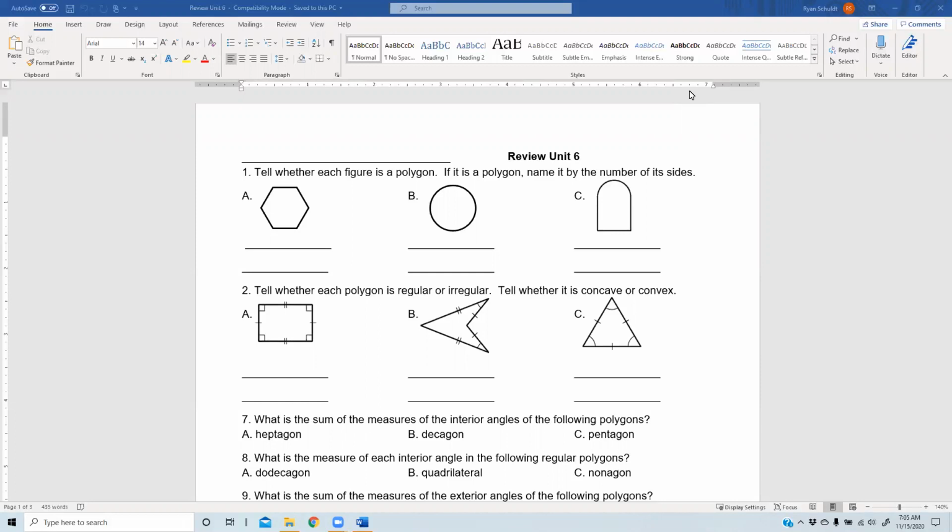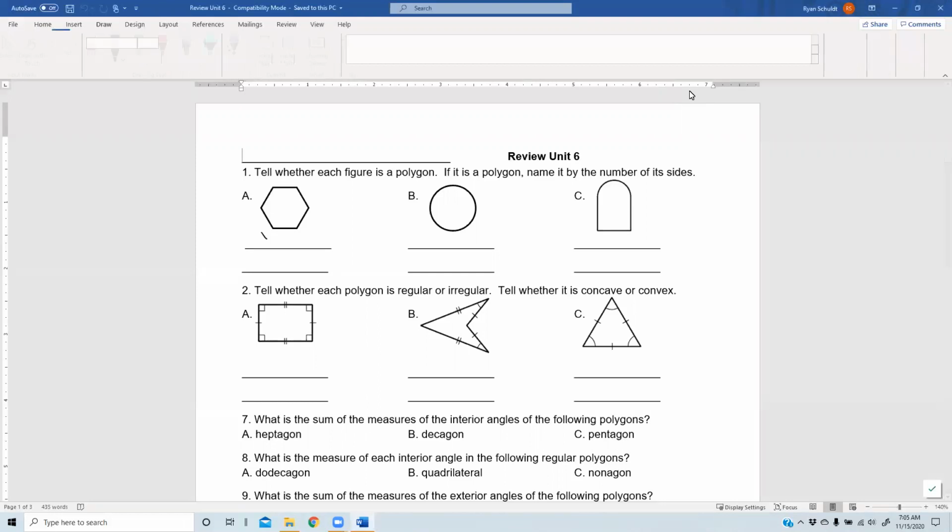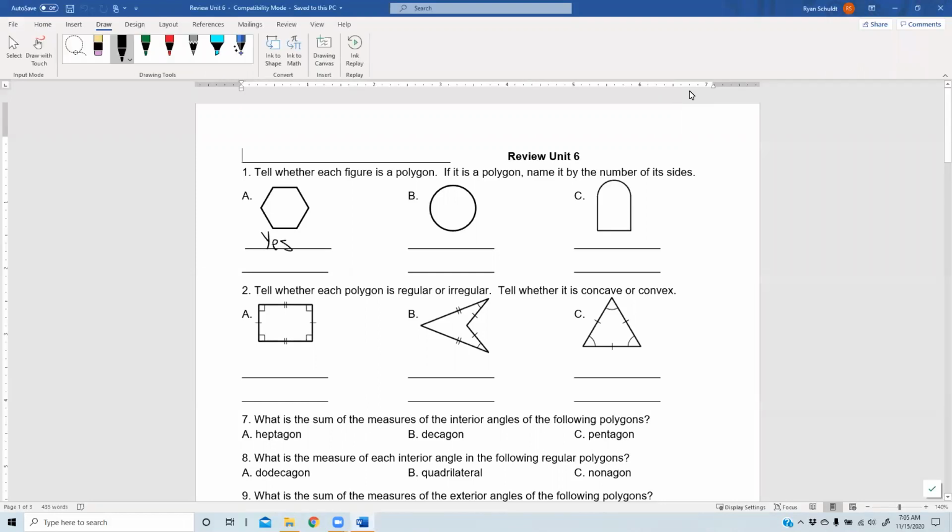So let's look at the first one. Is this one a polygon? Yes. And then name it by the number of sides it has. Well, this one has one, 2, 3, 4, 5, 6 sides.